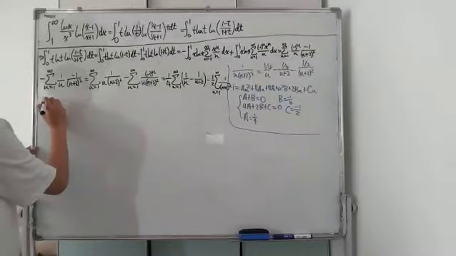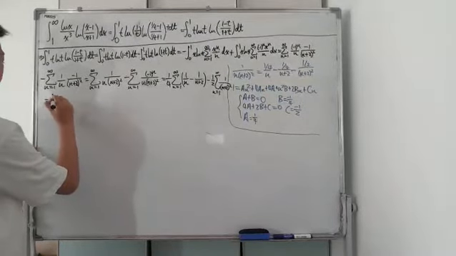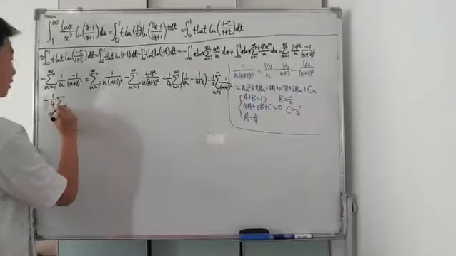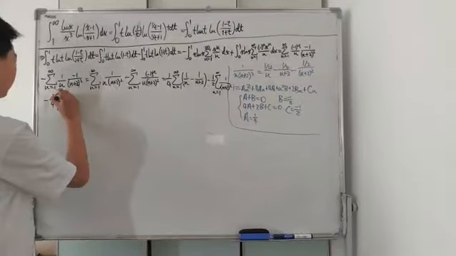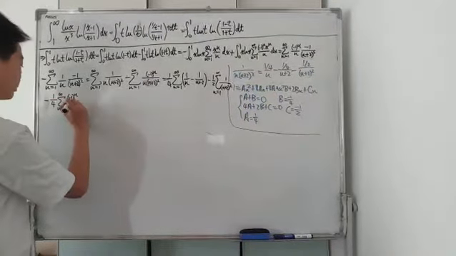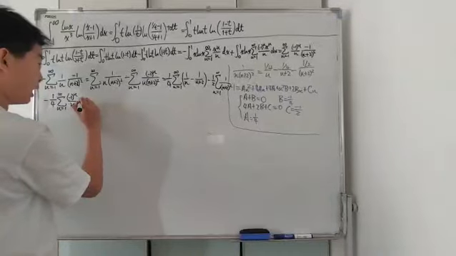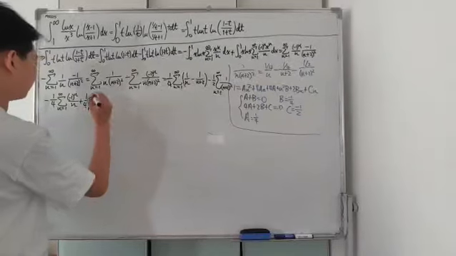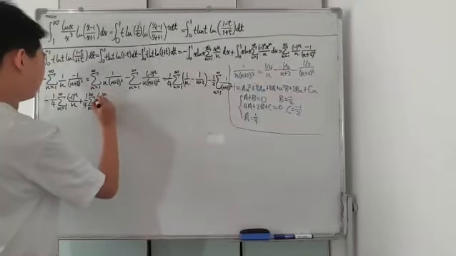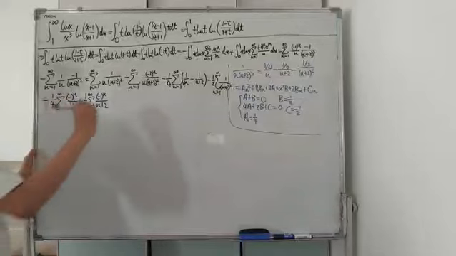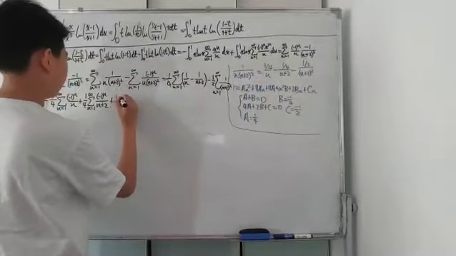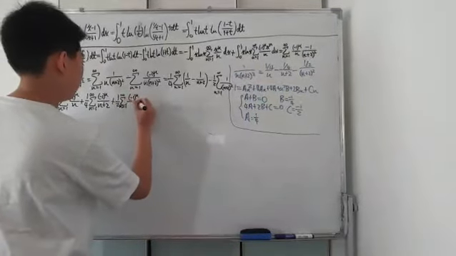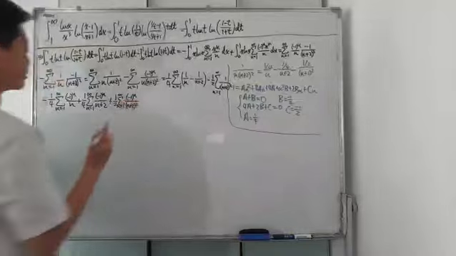So here it's going to be minus 1 over 4 times the sum from n equals 1 to infinity of negative 1 to the n over n, plus 1 over 4 times the sum from n equals 1 to infinity of negative 1 to the n over n plus 2, and then plus 1 half times the sum from n equals 1 to infinity of negative 1 to the n over (n plus 2) squared.